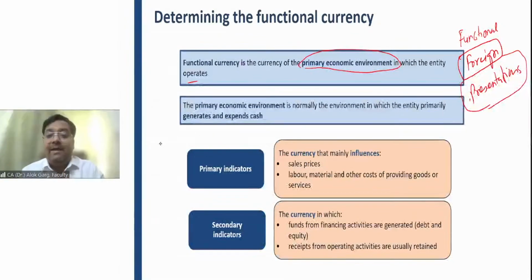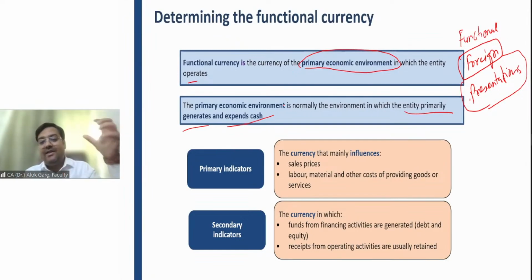Now, what is meant by primary economic environment? The standard says that the primary economic environment is normally the environment in which the entity primarily generates and expends cash. The entity is primarily generating cash and expending cash. That means the primary revenue is generated from a particular environment, from a particular geography, right? Or the entity is expending into a particular geography. Now, the standard has given you some indicators. Let me talk about those.